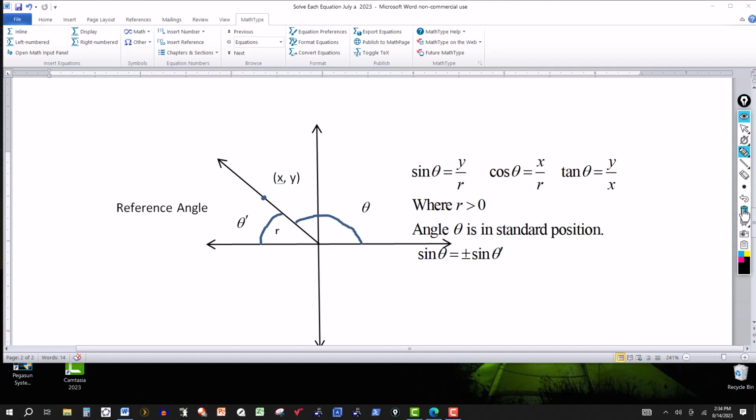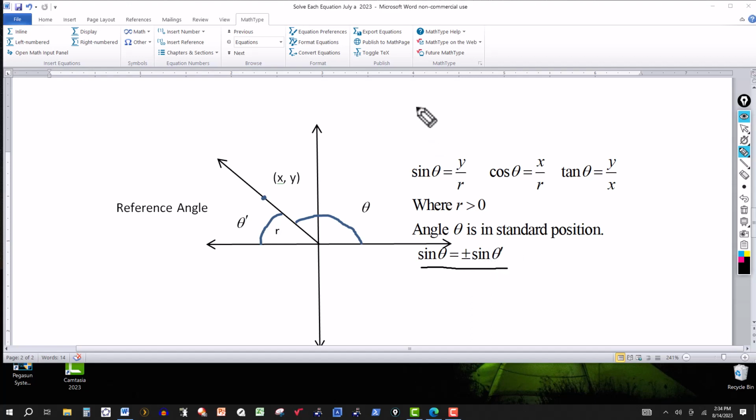So what we need to know then is this. The sine or the cosine or the tangent, regardless of what you're looking at, of angle theta will always be plus or minus the sine or cosine or tangent of the reference angle.